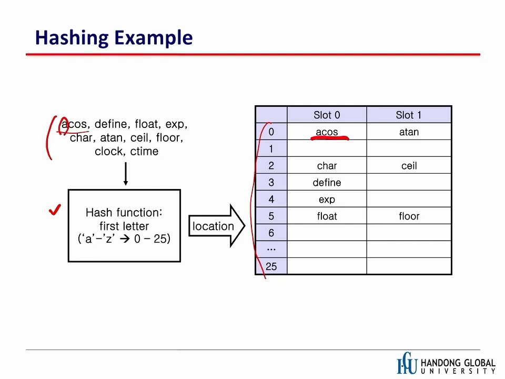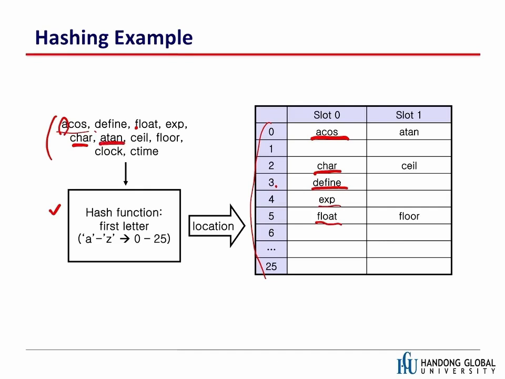Good. And next, define. The first character is d, so d corresponds to 3 because d is the fourth character. So define is here. And the next, float. Float has f, and f is the 6th character, so float is located here. And then exp, here. The next one, here. Perfect.